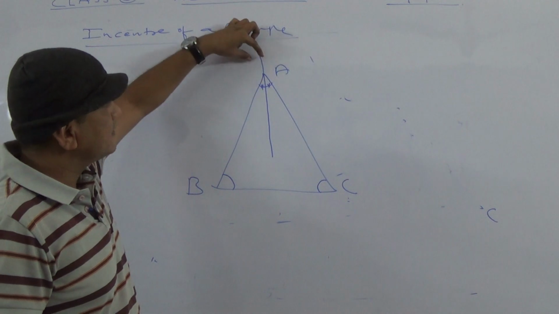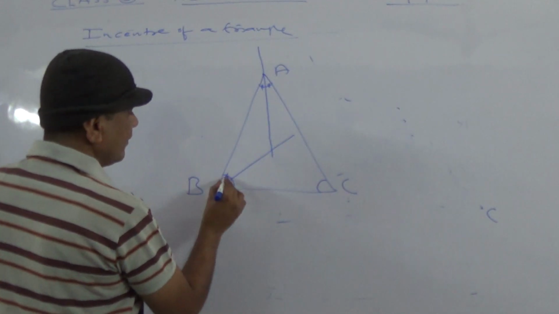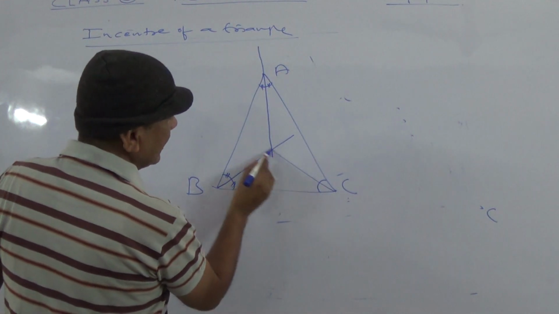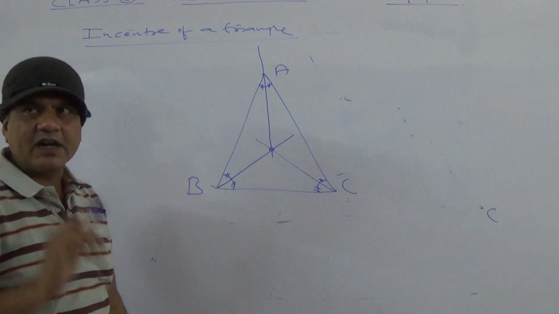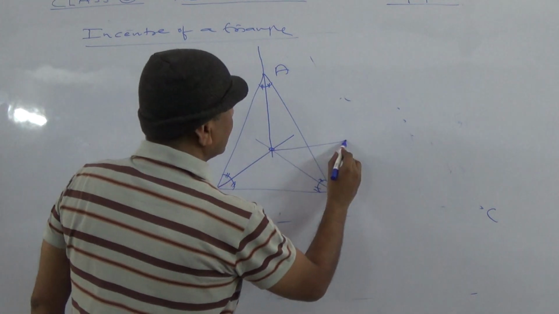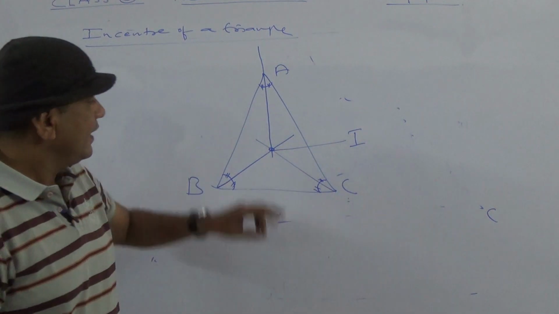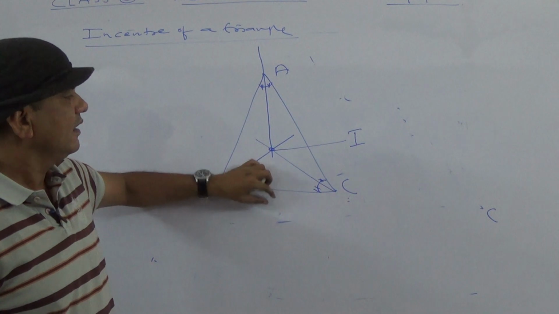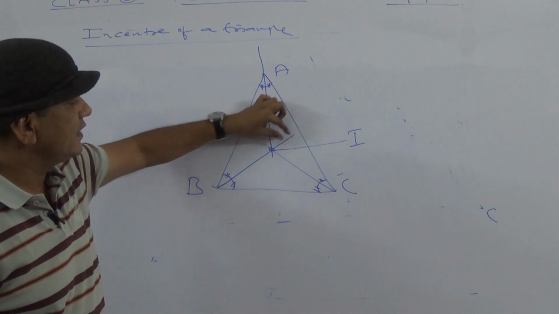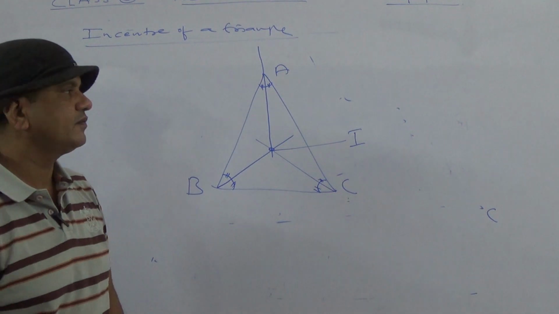Internal angular bisector of A, similarly internal angular bisector of B, similarly internal angular bisector of C are concurrent, that means intersecting at only one point. That point is called incenter of a triangle ABC. Here incenter is equidistant from the sides. Now I is the incenter.